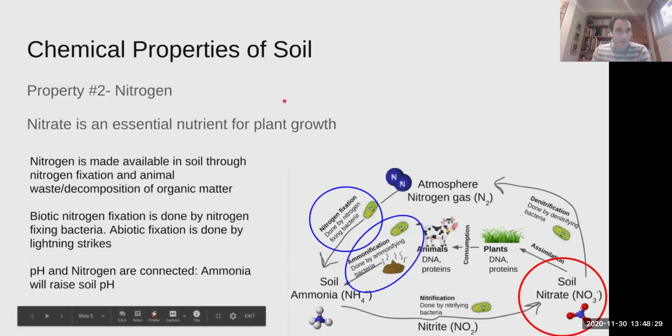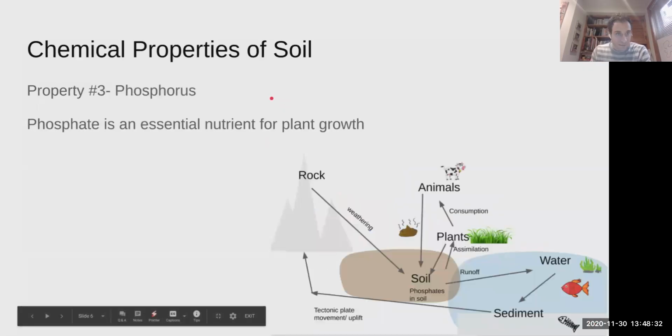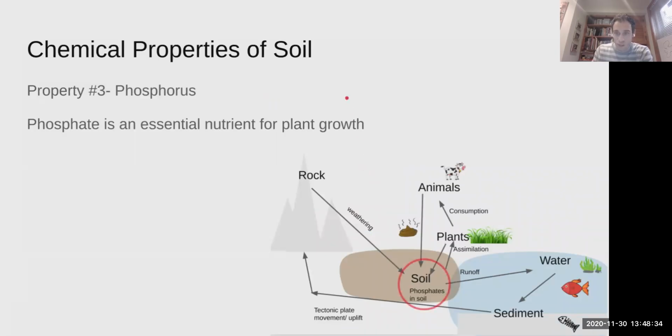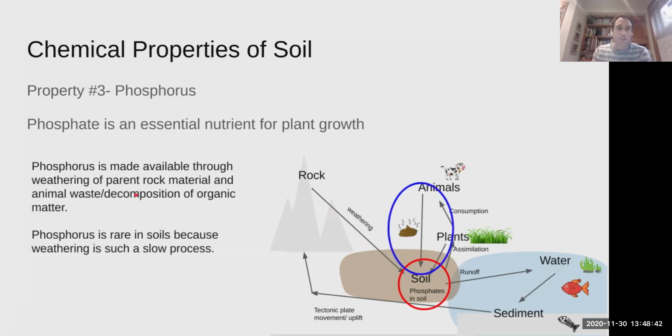All right, and finally, property number 3 is phosphorus. Phosphate, boom, right there. Also an essential nutrient for plant growth. But if you recall, phosphorus moves super slowly because it doesn't have that atmospheric component. Phosphorus is made available through the weathering of rock and through the decomposition of plants. So I should have circled weathering right there. Sorry, that should be circled too.